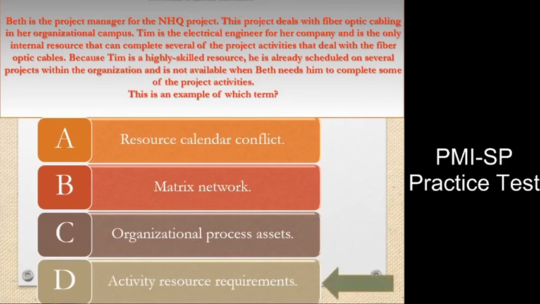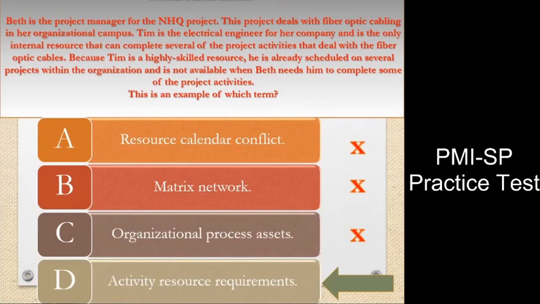Answer. D. Explanation. Because the activities in Beth's project require Tim and his skills, this is an example of an activity resource requirement. The resource constraint would also have been an acceptable answer. Answer option B is incorrect. This may be a matrix organization, but matrix network is not a valid project management term.